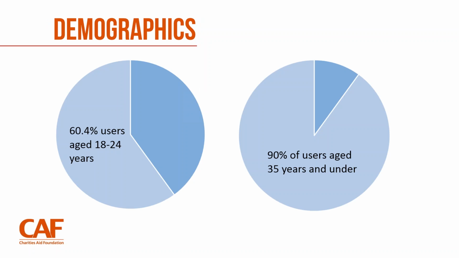So, just some demographics here. The biggest demographic group are males between 18 and 24 years old, while over 60% of all users are aged between 18 and 24. 90% of Instagram users are younger than 35. So something to bear in mind when you start using Instagram.